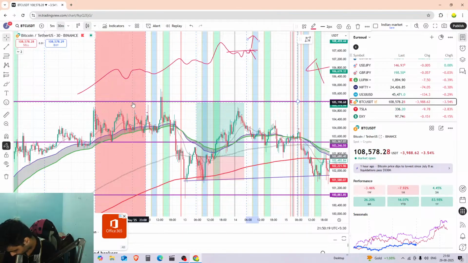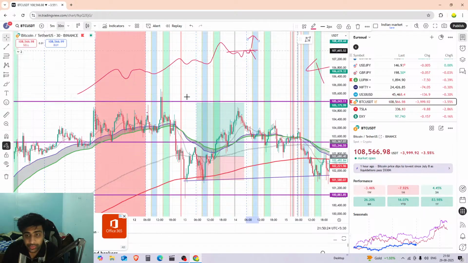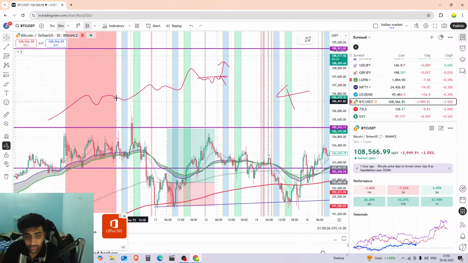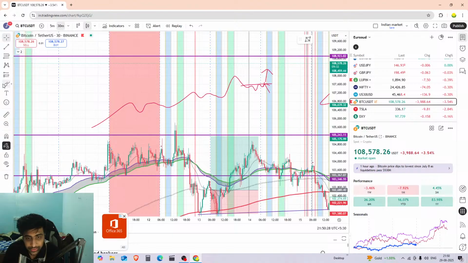So we usually go for a long trade, right? So I hope you guys got the setup. So this is the uptrend and this is the 300 moving average. Wait, I'll draw the 300 moving average separately.